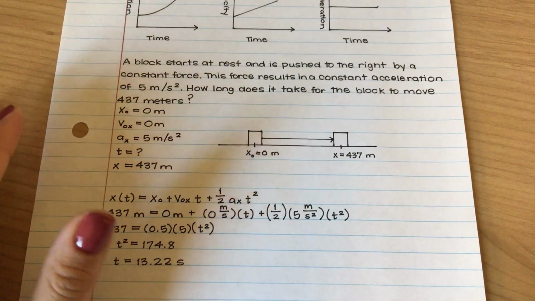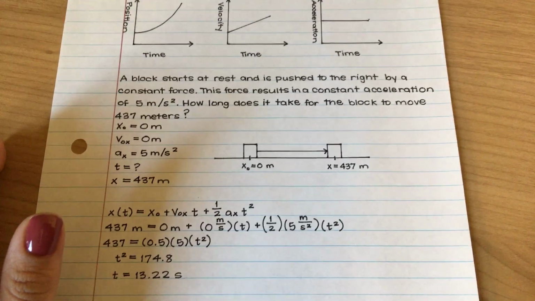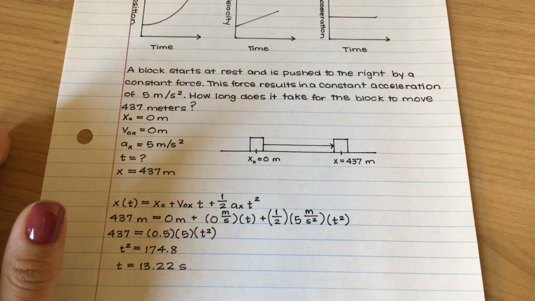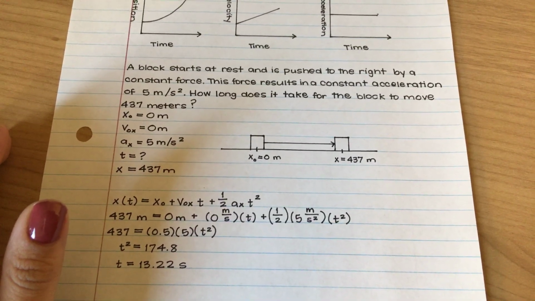So here's an example. A block starts at rest and is pushed to the right by a constant force. This force results in a constant acceleration of 5 meters per second squared. How long does it take for the block to move 437 meters?